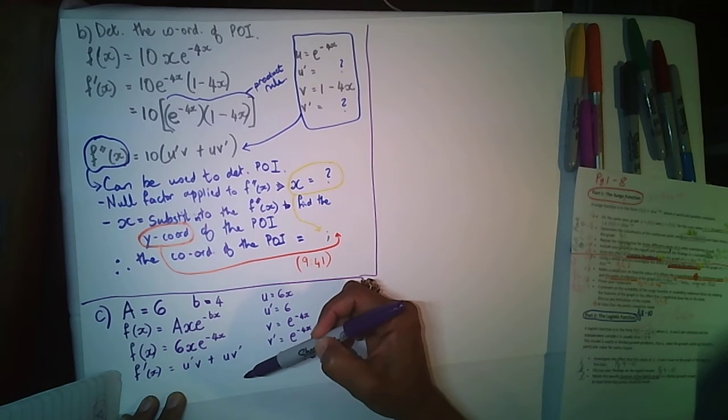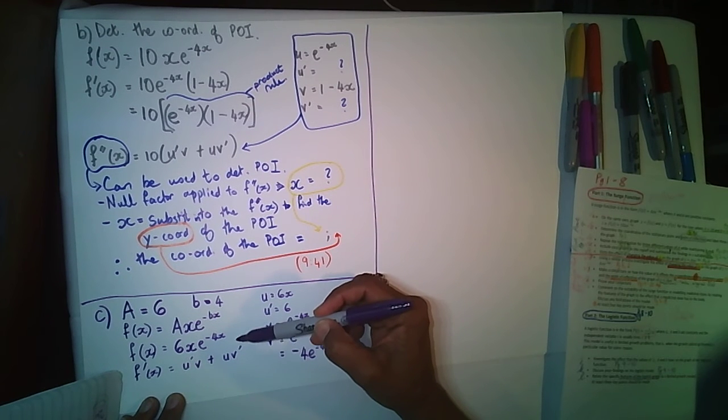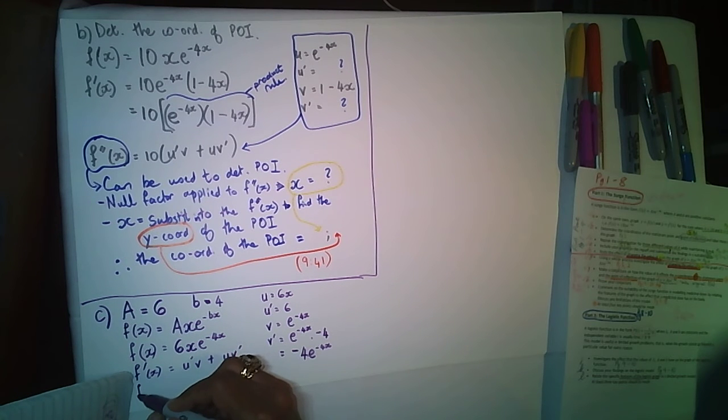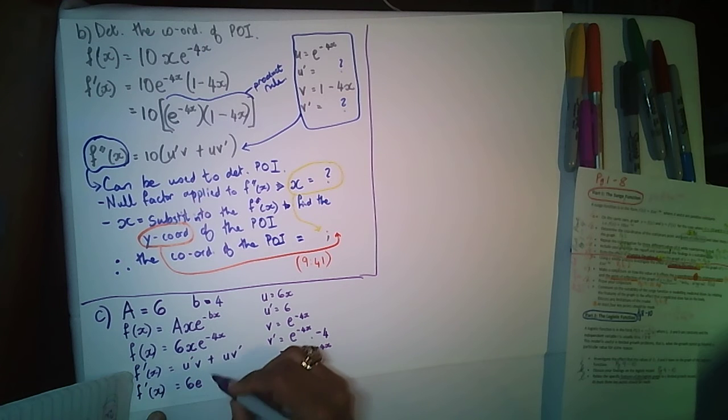You substitute it into your product rule, and after multiple levels of calculation, I'm going to write the final answer that I found for my first derivative: 6e to the power minus 4x, times 1 minus 4x.